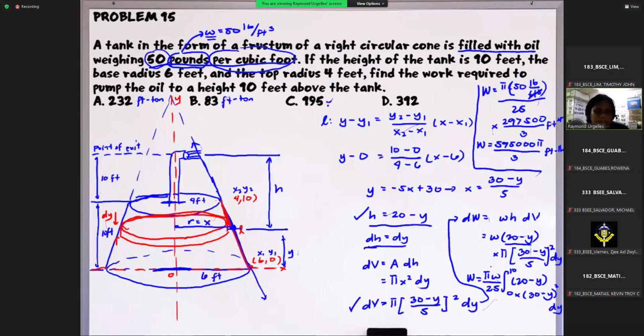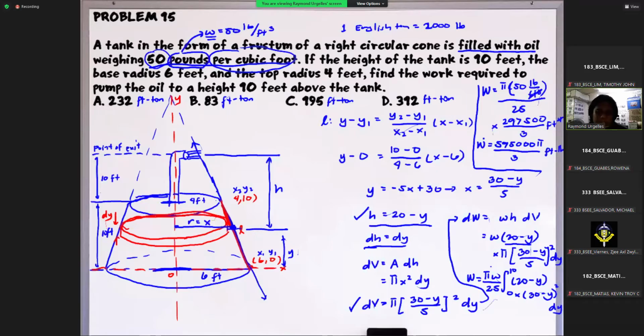But this is not the ordinary ton that we know. The foot ton used here is the English ton, the ton equivalent in the English unit. One English ton is equivalent to 2,000 pounds. Our metric ton is 1,000 kilograms, which is around 2,200 pounds, so the English ton is exactly 2,000 pounds.